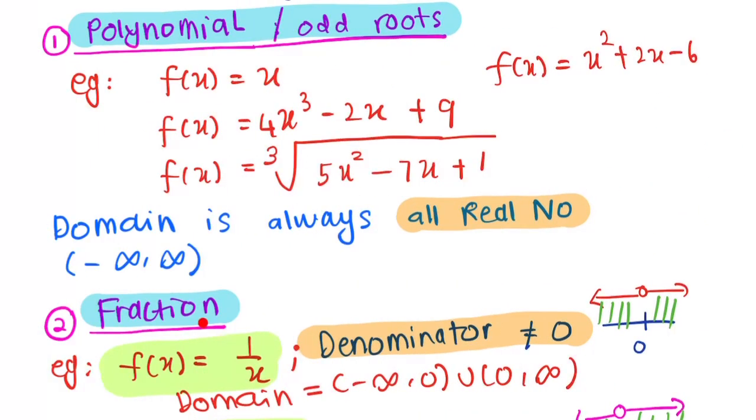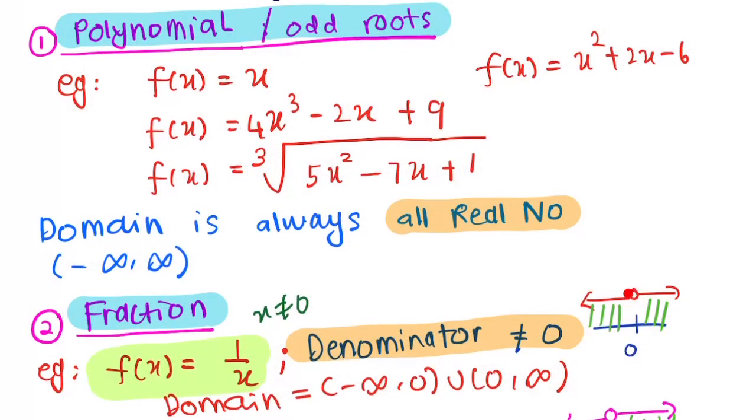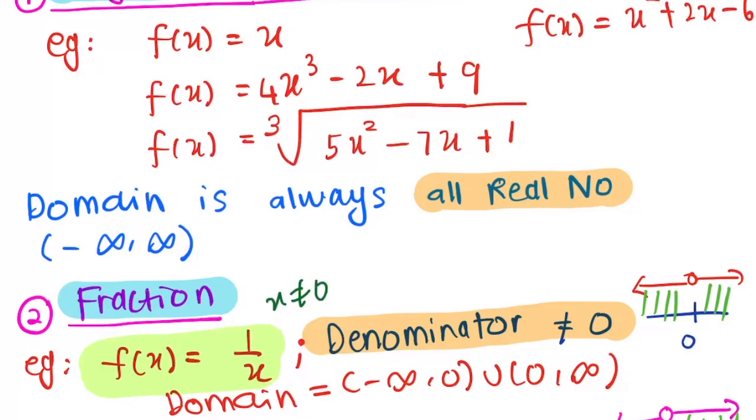Next, let's see fractions. For example, the simplest one I can give you is f(x) equal to 1 over x. You must take note that for a fraction, the denominator cannot be equal to 0. In this case, your denominator is x, therefore x cannot be equal to 0. So let's draw a number line, and this is your 0. You have all real numbers, but you must make a hole at 0. So the interval form of your domain is minus infinity until 0, and then you must stop here, continue union 0 until infinity.